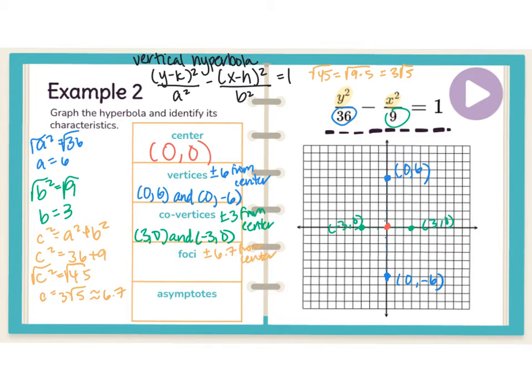And remember, for foci, for the vertical, we're going to go up and down. So 6.7 is going to be just a little bit above and below our vertices. So 0, 6.7, 0, negative 6.7.